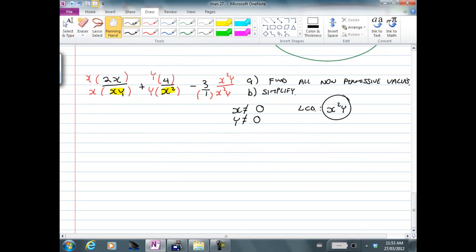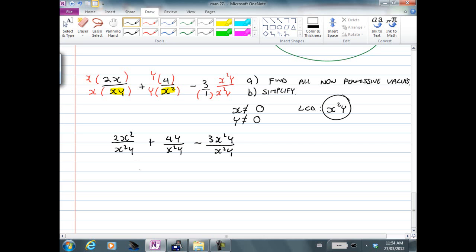If I multiply this out, you get 2x squared over x squared y plus 4y over x squared y minus 3x squared y over x squared y. Merge everything together for me, please. Merge them.